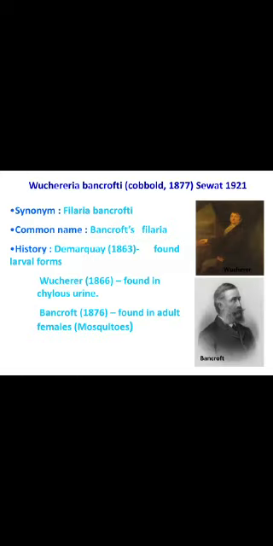Wuchereria bancrofti. The worm is also called Filaria bancrofti or Bancroft's filaria. It was first found by Wucherer in chylous urine, and Bancroft found it in the adult female mosquitoes and described the life cycle. Hence, credit is given in its nomenclature to both the scientists who worked on it, and it is called Wuchereria bancrofti.